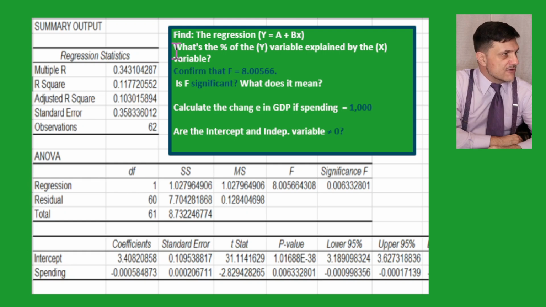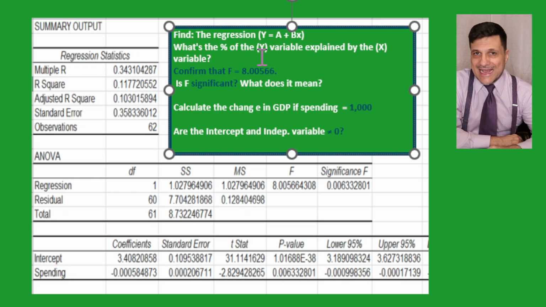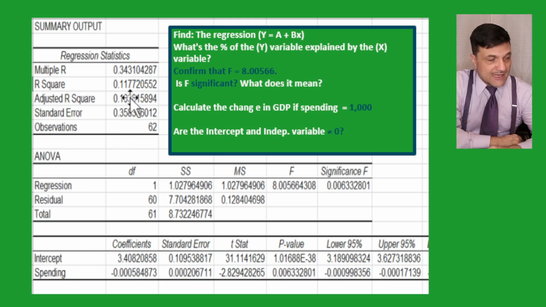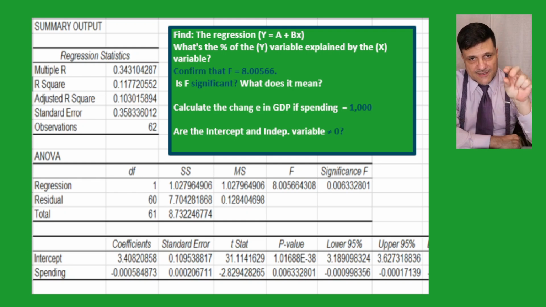Now, second question. What is the percentage of the y variable explained by the x variable? You don't need to do the calculation. The ANOVA table has the answer. Answer: 11.77% is the R-square. So be prepared that some of the questions might require you just to look at the table and take the number and answer.